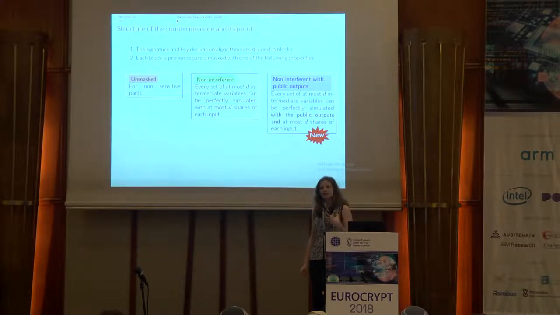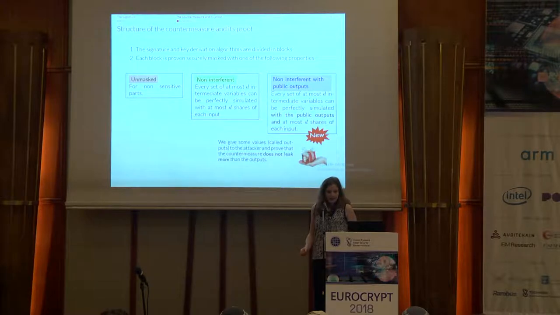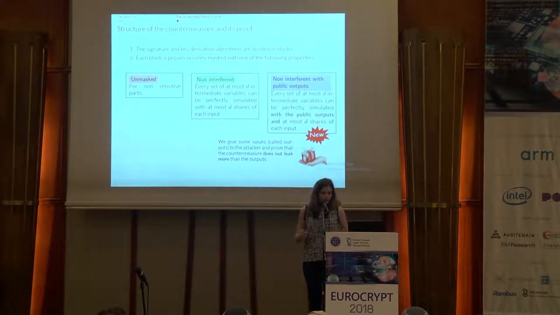So we select outputs, which are intermediate values, and we give them for free to the attacker. We prove that every set of at most d intermediate values can be perfectly simulated with the public output and at most d shares of each input. It's like giving some values that occur in the output to the attacker, but we also prove that the countermeasure does not leak more than the output, and that the output does not leak anything about the secret.